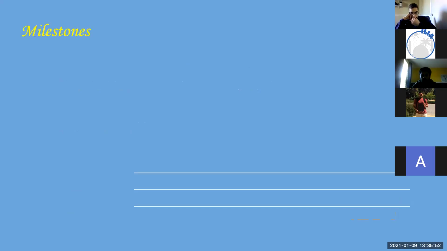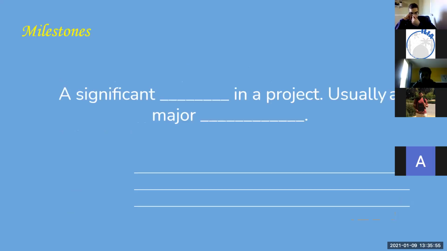So that's activities. Next thing to talk about is milestones. So I want to pause here, give you a second or two to think about what is a milestone. It's a significant what in a project, usually a measure what. You can put it in the chat, your thoughts. So it's a significant what? Accomplishment, okay. That works. Any other thoughts?